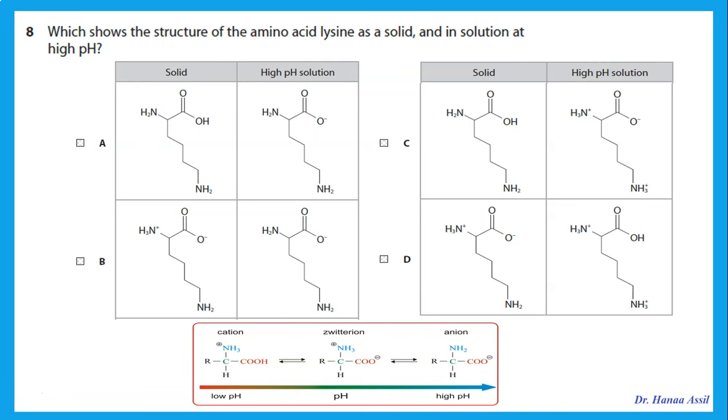Then in solution at high pH, the base is as it is, the NH2 is NH2, but the acid part, this is in base, so the acid part is COO minus, so the answer is B.